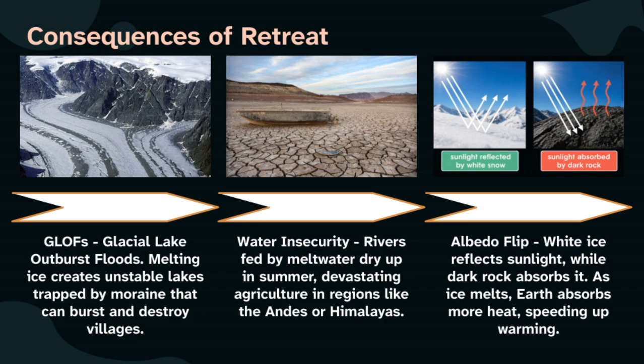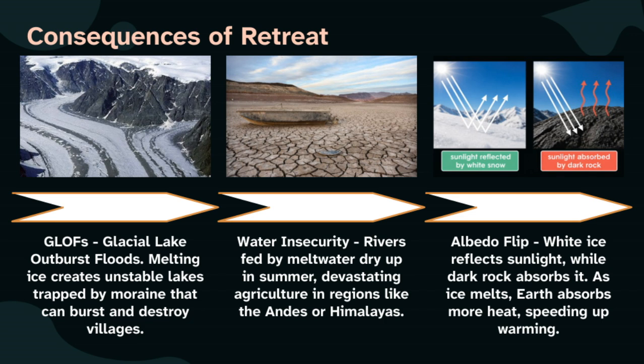The third consequence is the albedo flip. Albedo means how reflective a surface is. White ice reflects a lot of sunlight. Dark rock absorbs more sunlight. When glaciers melt, white ice is replaced by darker rock or water. This means more heat is absorbed by the Earth's surface, which can speed up warming and cause even more melting.